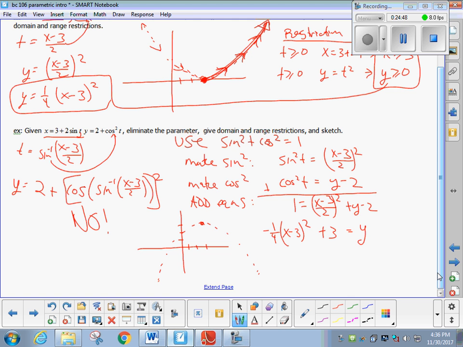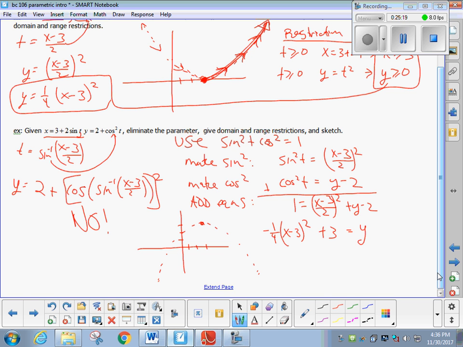Now the questions are direction of movement and restrictions. What about the direction of movement? Well, if x is tied to sine and sine goes big and small, then x will get big and small, so I feel like it should go right and left and right and left. Same with y. Y should get big and small and big and small. So let's see just exactly what's going on here.